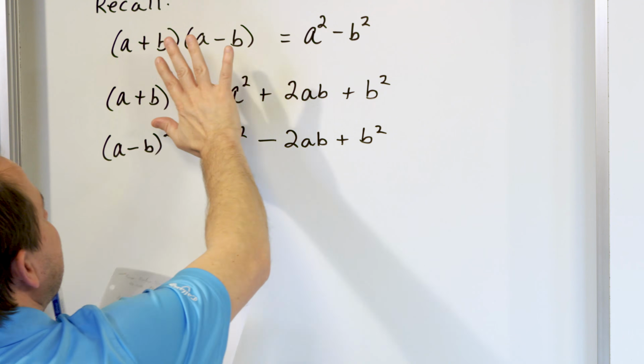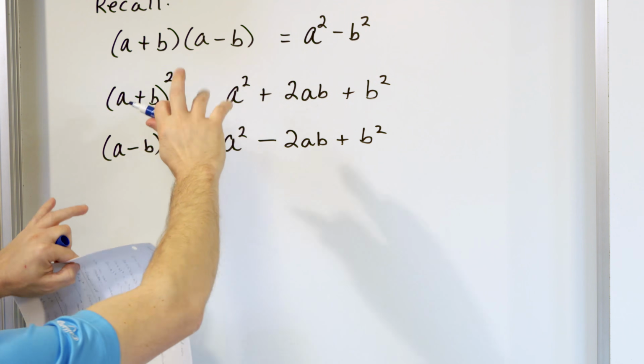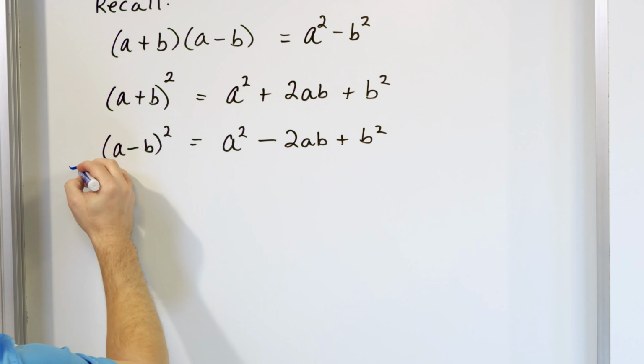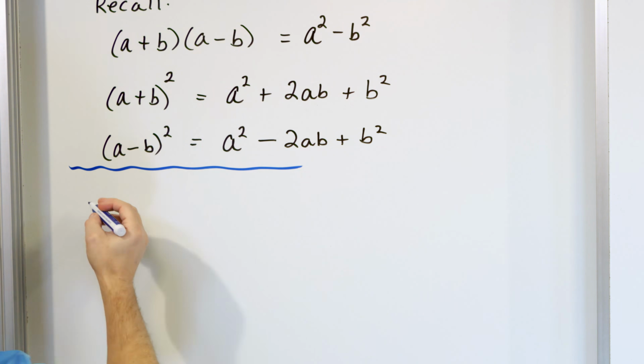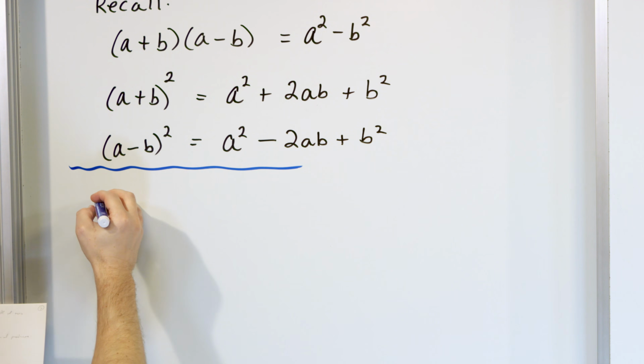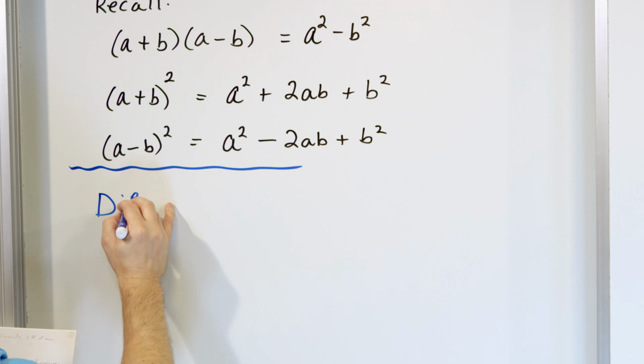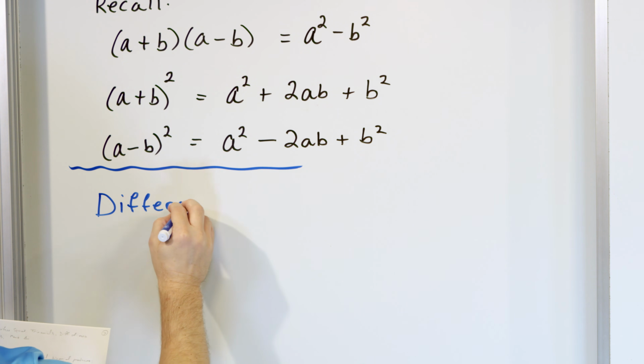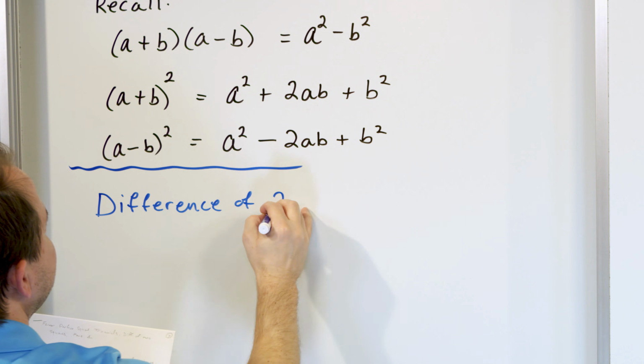So here we have some special cases. We have multiplication giving us this. Now what we're going to do is use this to go backwards. So let me draw a little line here. There's something you're going to be told that you need to learn how to factor, and it's called the difference of two squares.